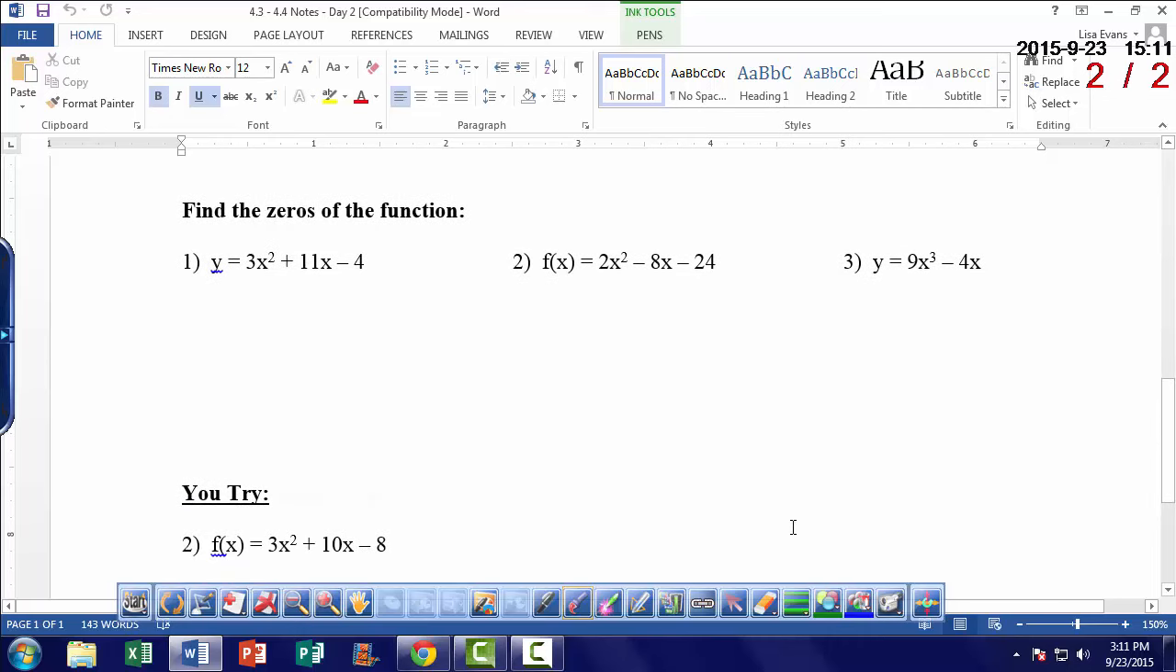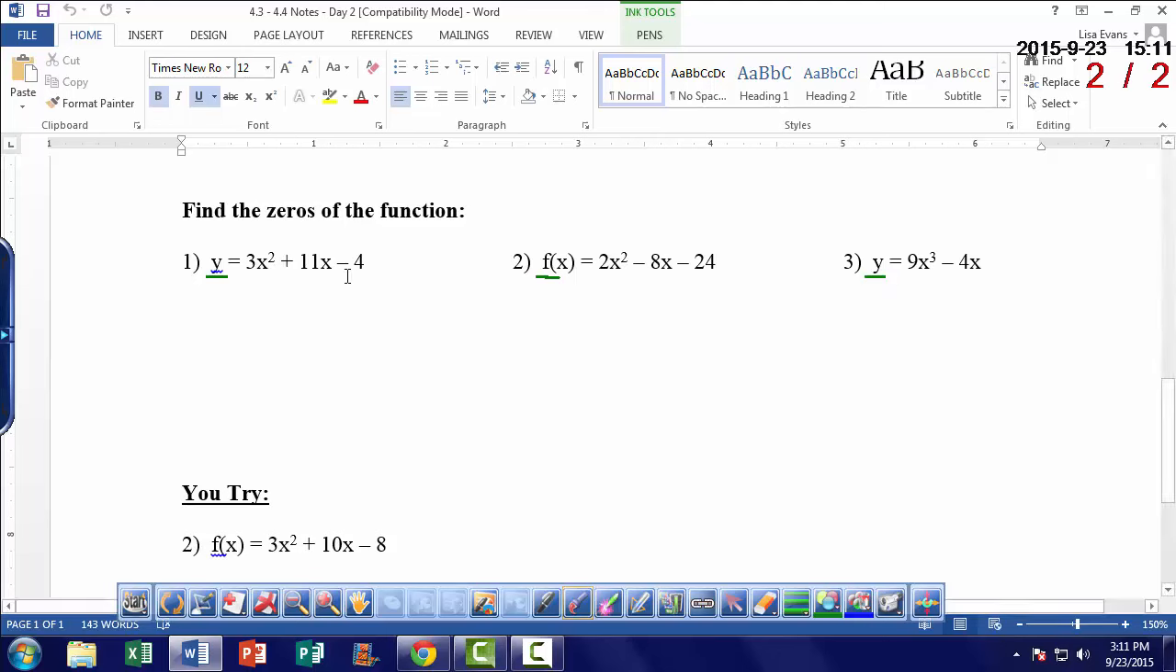Okay, sometimes you're going to see it worded like this. Find the zeros of a function. This time it's not equal to 0. There's a y, there's an f(x), and there's a y. That's because we're asking to imagine if we put these on a graph, where would the x-intercepts be? So I'm going to go ahead and solve this, and we'll talk about our answers as we do it.